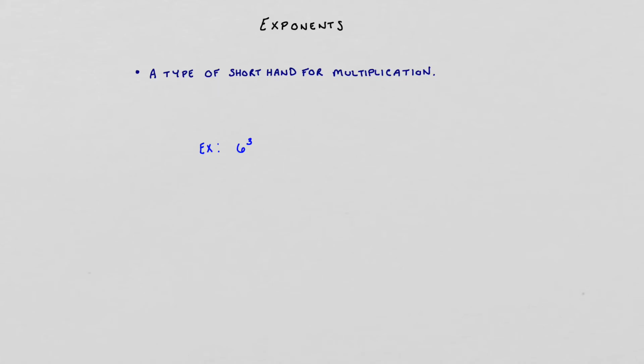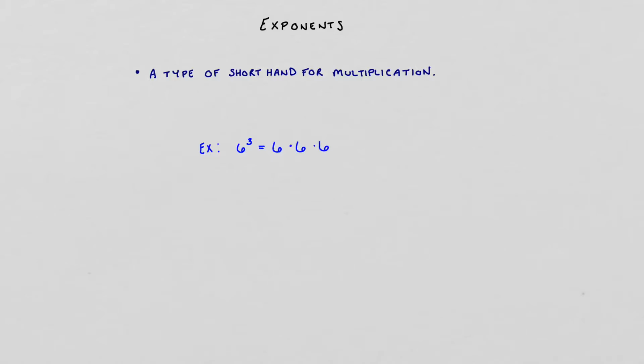In this video, we're going to talk about exponents. So just to give a brief crash course about them, exponents are a type of shorthand for multiplication, specifically if we're multiplying the same number over and over again. So for example, we have 6 to the third power. This would translate into 6 times 6 times 6.